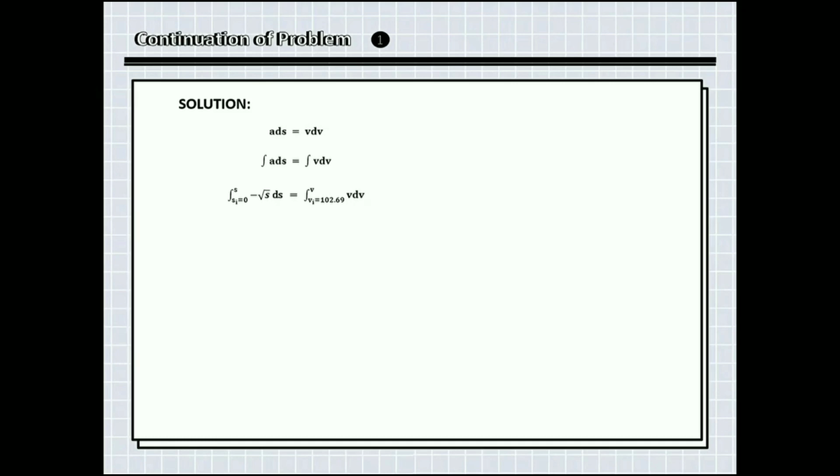Substitute the limits of integration. The upper limit of the left equation is s, which we're trying to solve. The lower limit is the initial position, which is 0. On the right side, the upper limit is the final velocity, which is v, and the lower limit is the initial velocity, which is equal to 102.69.